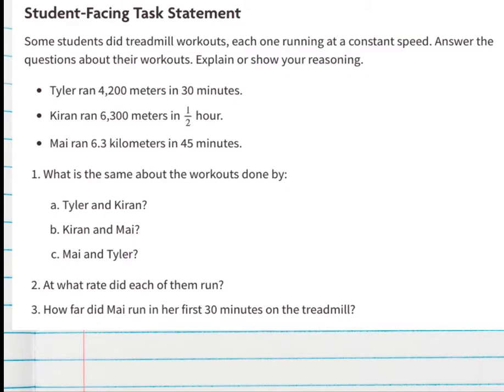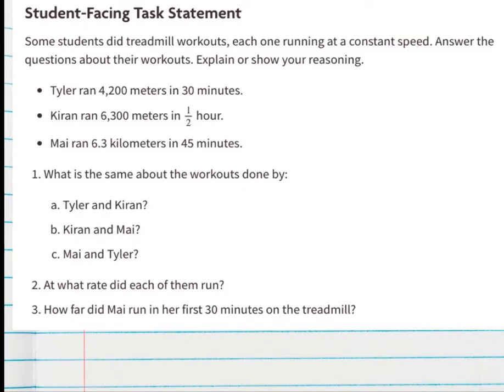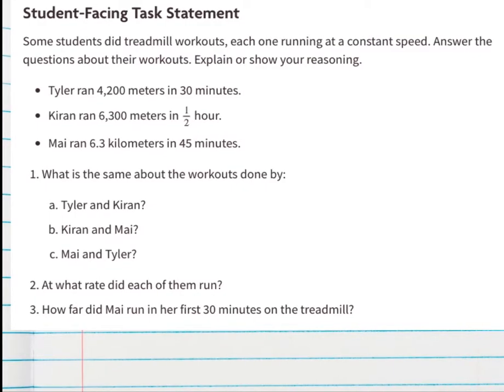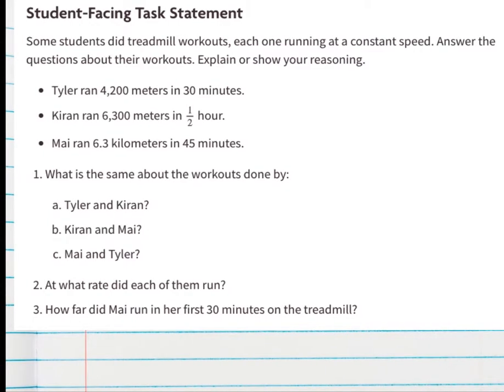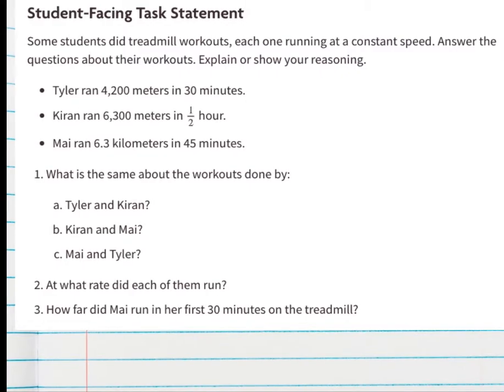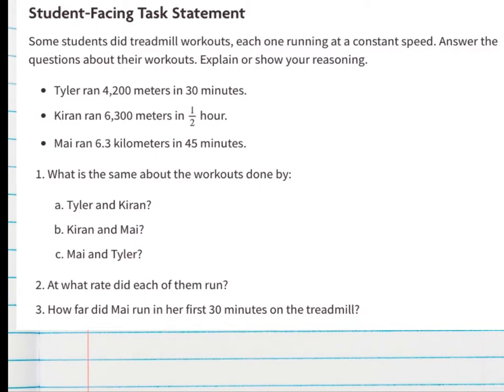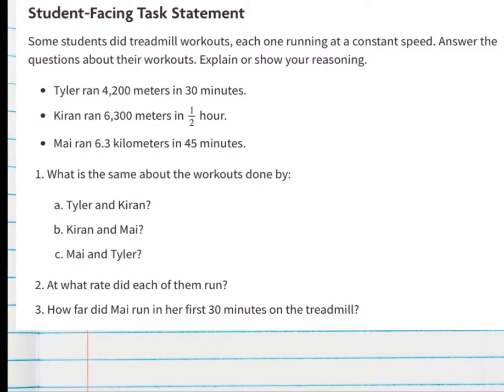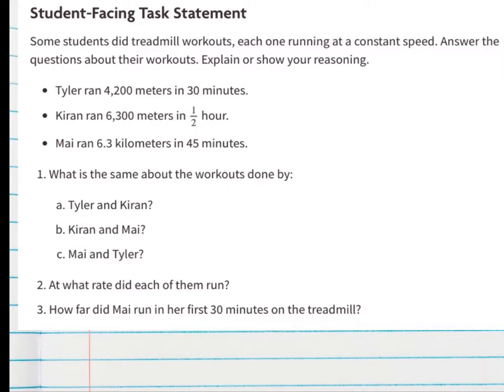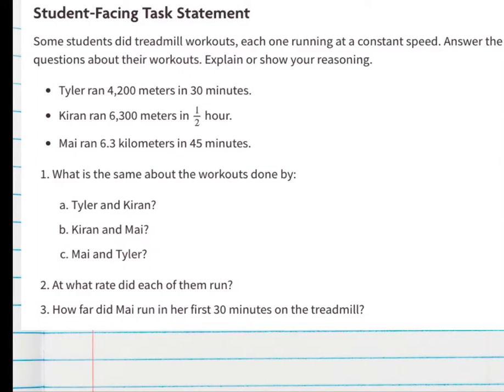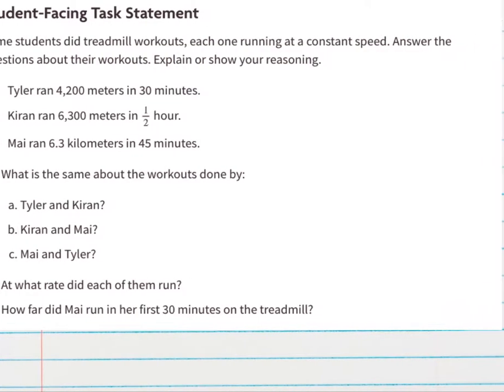All right. So what is the same about the workouts done by Tyler and Kieran? Well, Tyler and Kieran both are in meters. Kieran and Maya, one's meters, one's kilometers, one's hours, one's minutes. And then Maya and Tyler, both of them are already in minutes. Okay? So what rate did each one of them run? How far did Maya run in her first 30 minutes?